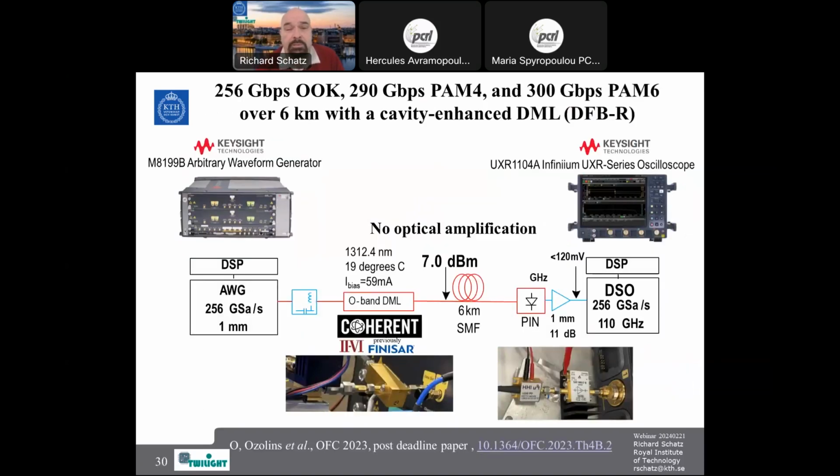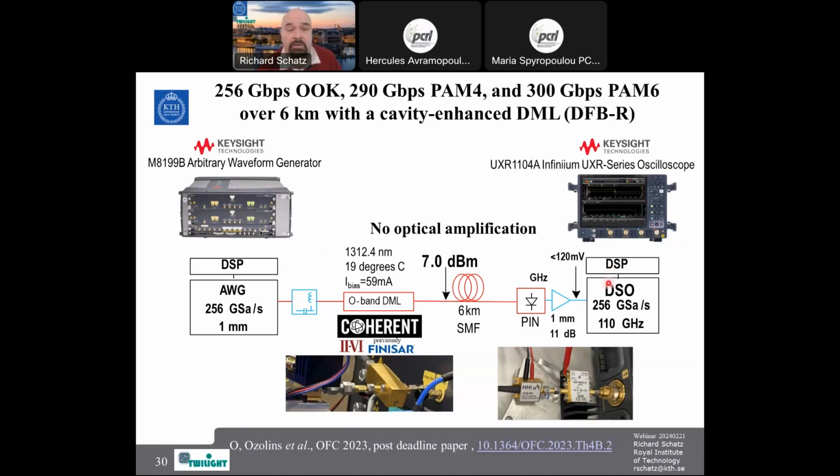So here are some experiments we did. This we published at OFC. It was made by Oscar Rossolins. He measured at T-sites. It is a collaboration with T-site, in fact, within the TWILIGHT project, where we measured on this DML. And then we used Keysight's latest arbitrary waveform generator, which was in fact a prototype at that time, and then also their fastest digital sampling oscilloscope.